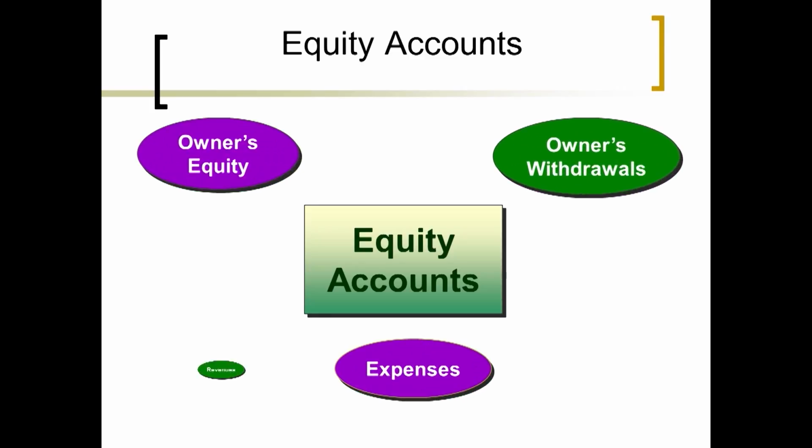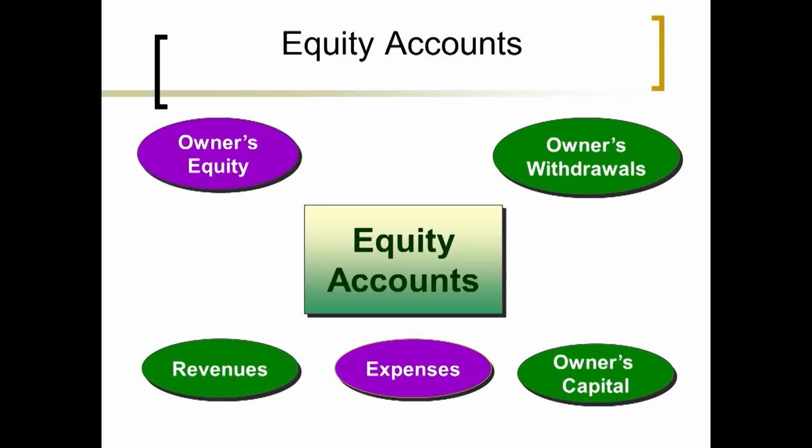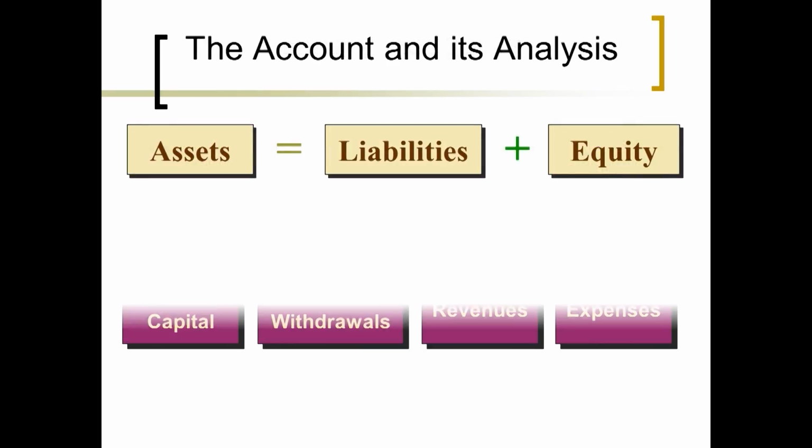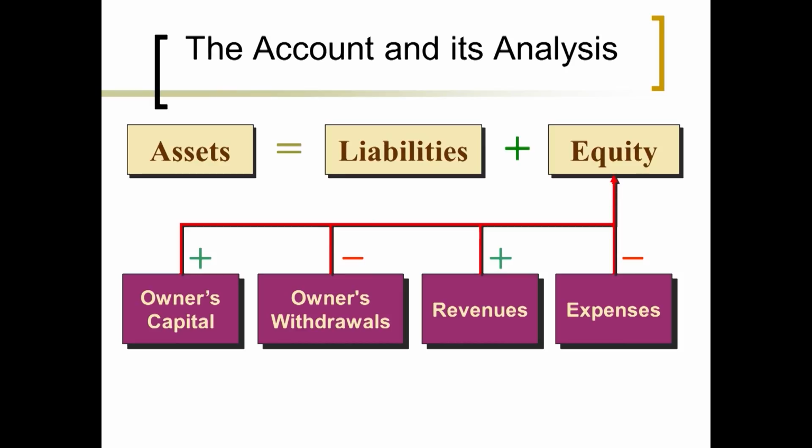Okay, and we talked about equity accounts and what makes equity go up, what makes equity go down. Remember that? All right. And again, there is the accounting equation, and we talked about how you could expand that based on what makes equity increase and what makes equity decrease. Correct?